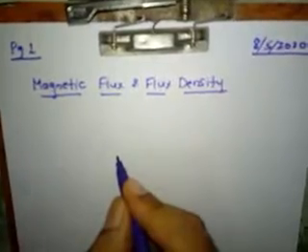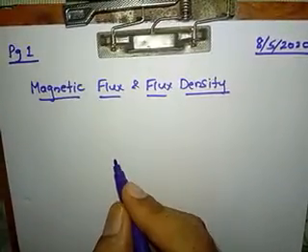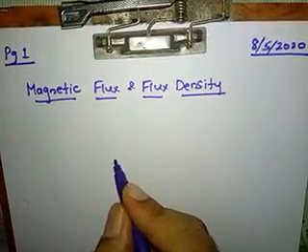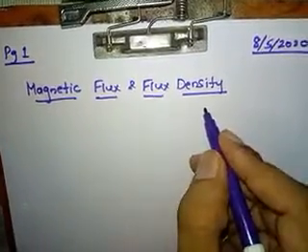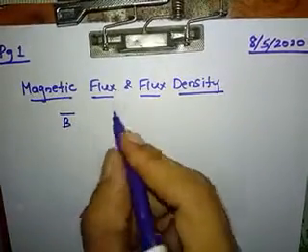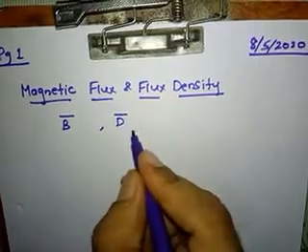Good morning, students. In the previous class, we saw Stokes theorem and we solved an example on Stokes theorem. In continuation with that, next is magnetic flux and flux density. The magnetic flux density B bar is similar to the electric flux density D bar.